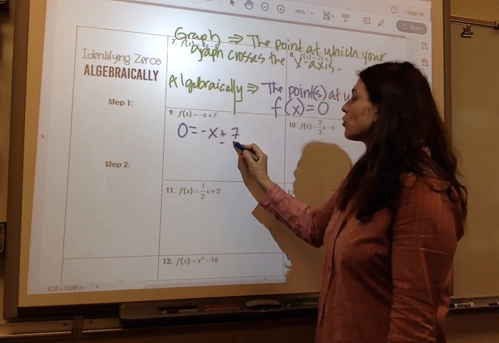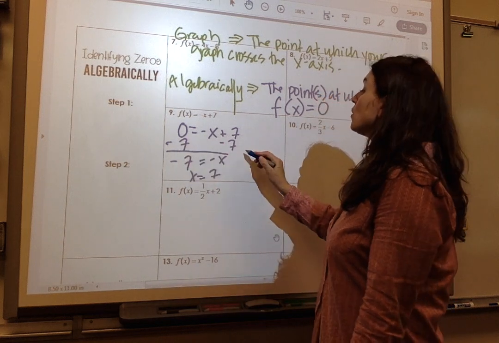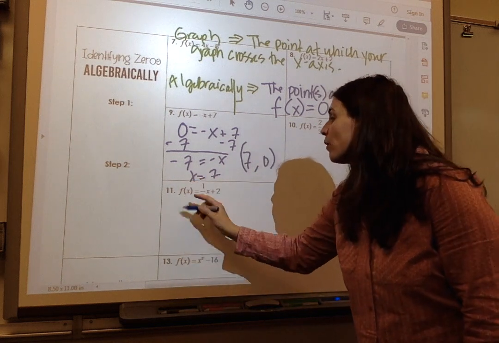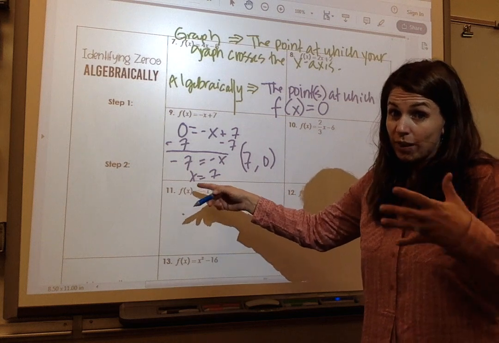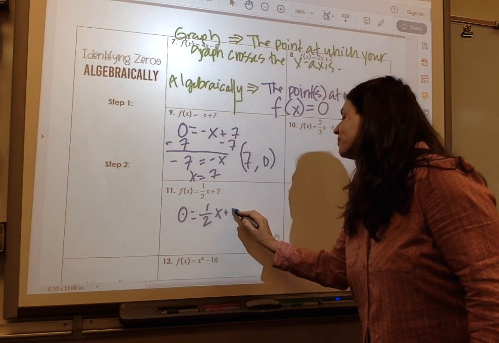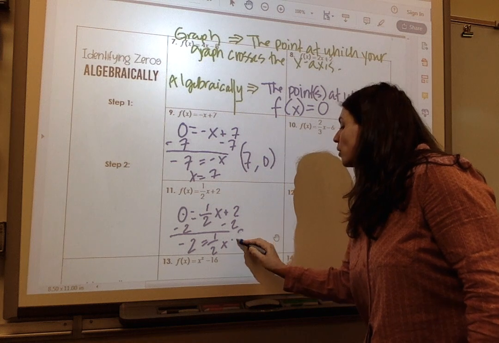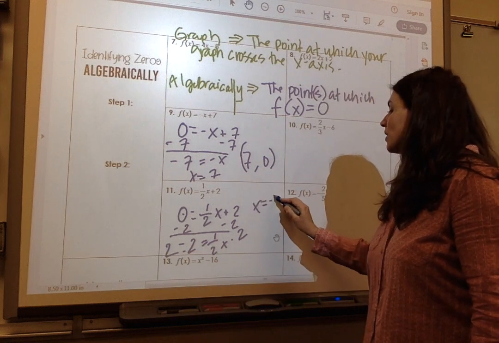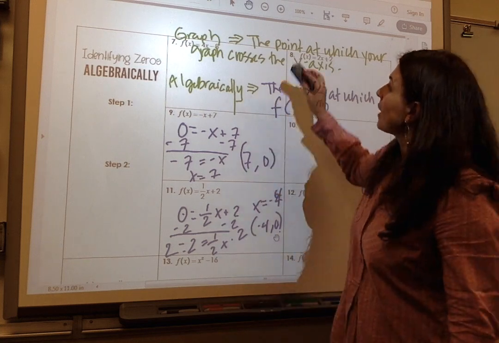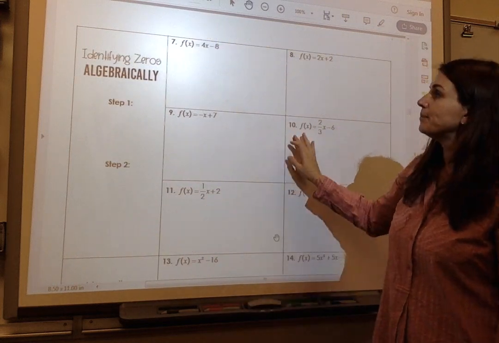So I solve for x. Subtract 7. Negative 7 equals negative x. X then equals 7. So when x is 7, my output is 0. Same thing. If I want to find my zeros, when my output is 0, what's my input? Subtract 2, get negative 2 equals 1/2 x, multiply both sides by 2, and x equals negative 4. So when x is negative 4, y is 0. So that's what it looks like graphically, and that's what it looks like algebraically.